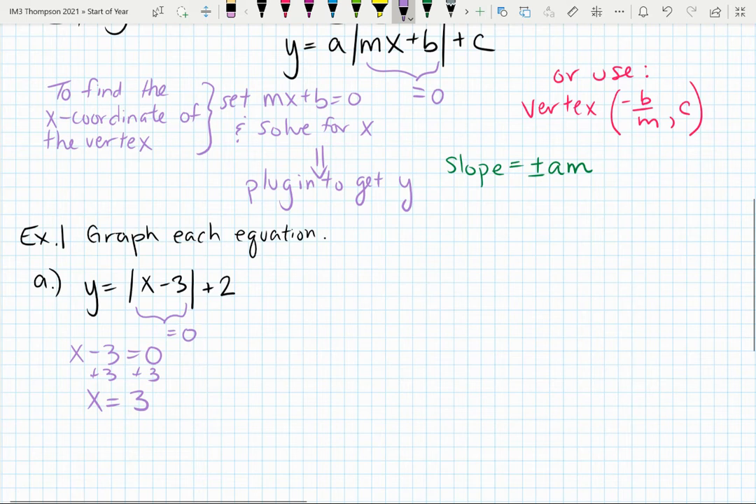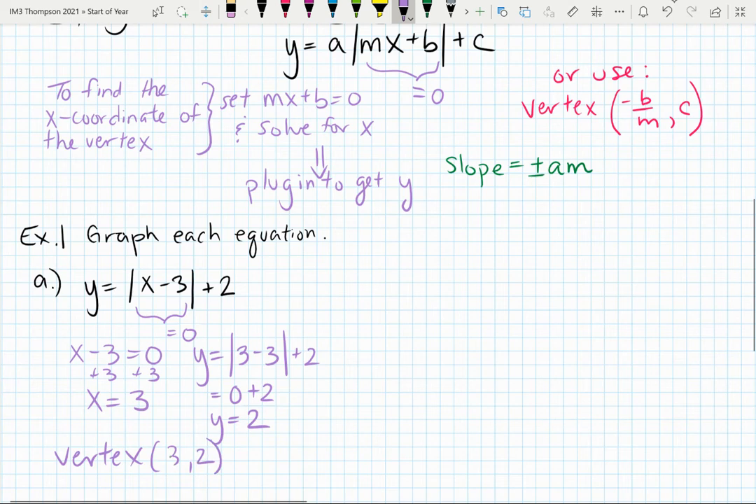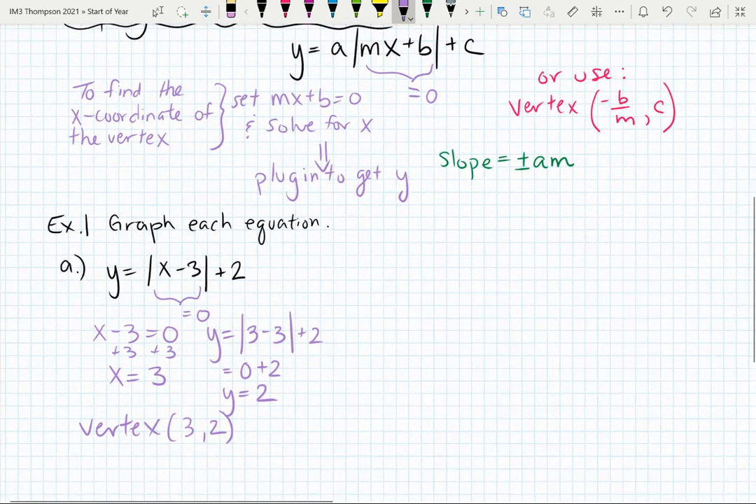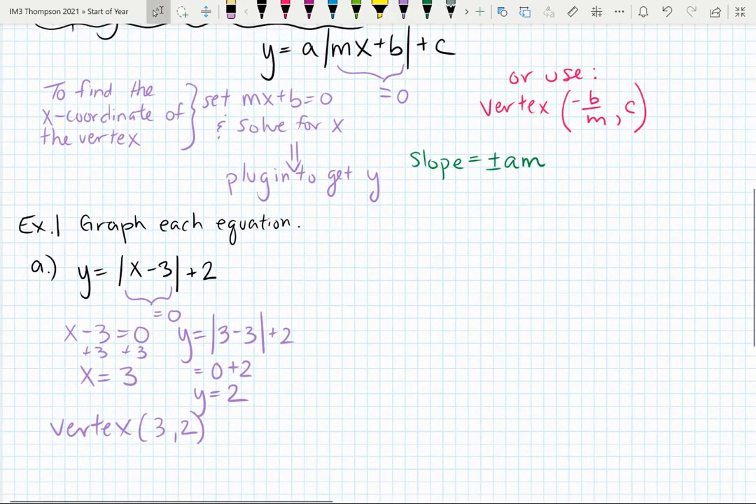Then I take that value of x and plug it in to find y. Always. Anytime you're given an x value and you want to know the whole coordinate, you just plug in x to find y. So I would get y is equal to 3 minus the absolute value of 3 minus 3, plus 2. I'm going to pause there and give you a few seconds. That might have been a little fast.